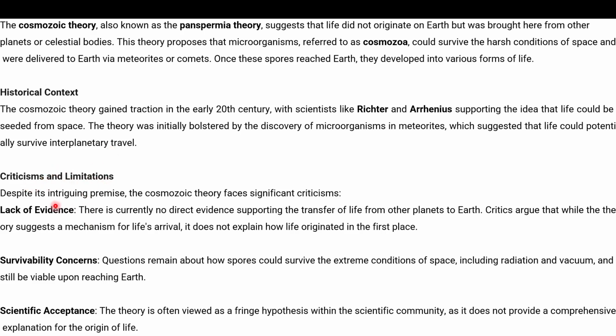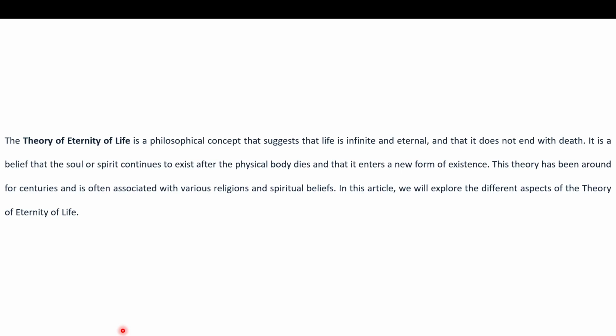So, what were the criticisms and limitations? Lack of evidence, definitely. There is currently no direct evidence supporting the transfer of life from other planets to Earth. Critics argue that while the theory suggests a mechanism for life's arrival, it does not explain how life originated in the first place. Survival concerns. Questions remain about how spores could survive the extreme conditions of space, including radiation and vacuum, and still be viable upon reaching the Earth. Scientific acceptance. This theory is often viewed as a fringe hypothesis within the scientific community, as it does not provide a comprehensive explanation for the origin of life.